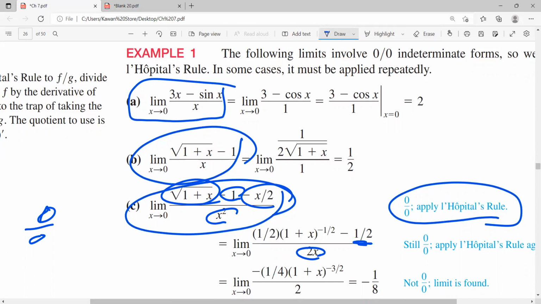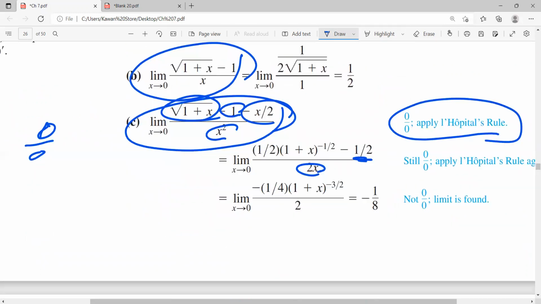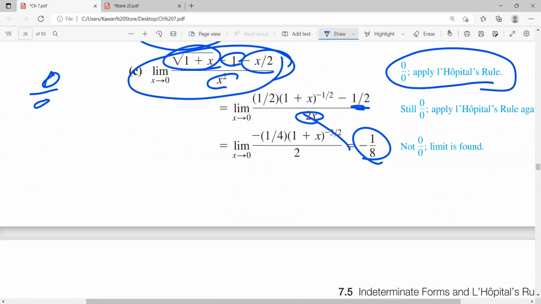So again, we should use L'Hopital. You can use how many times? You can use infinite times. But in each step, we should substitute. In each step, we should put the value, we should substitute the value. That's why you got 1 over 8. Any question about the third example? No question? Okay.